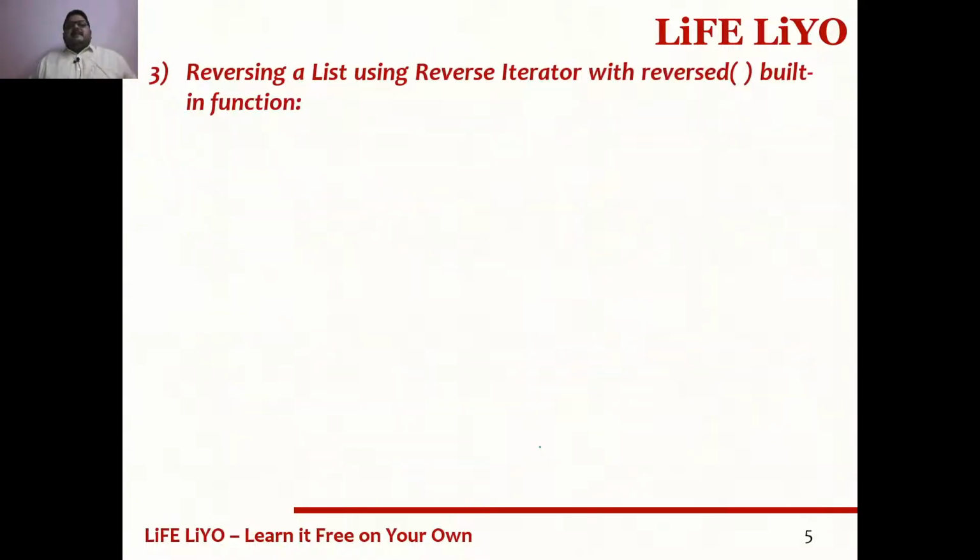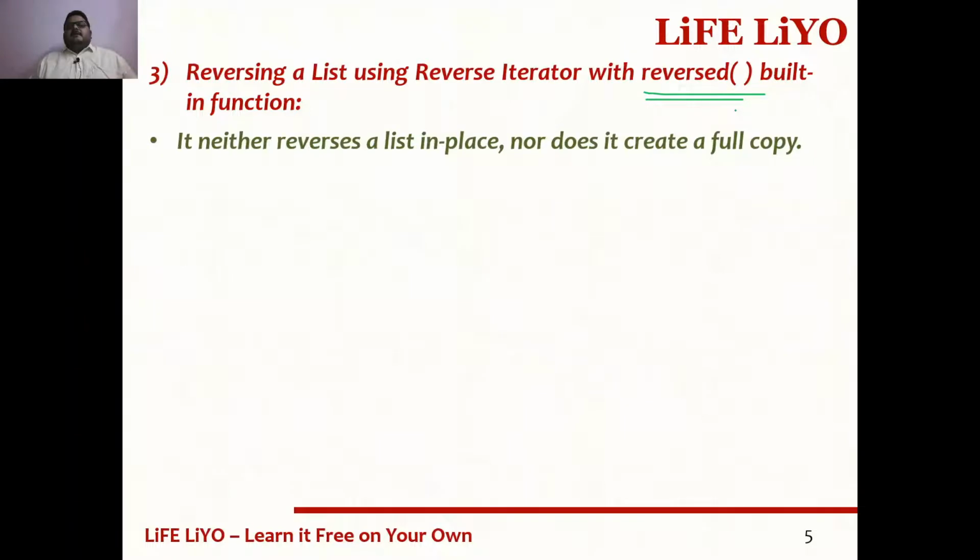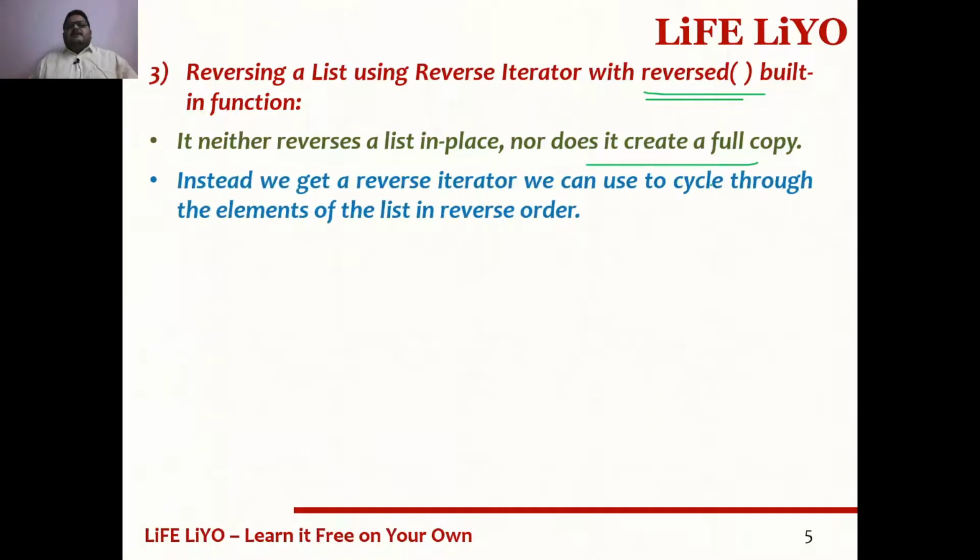Next one is reversing a list using a reverse iterator with the built-in function called reversed. It neither reverses a list in place nor creates a full copy. Instead, we get a reverse iterator which we can use to cycle through the elements of the list in reverse order. That means the elements are accessed one after another in reverse order.